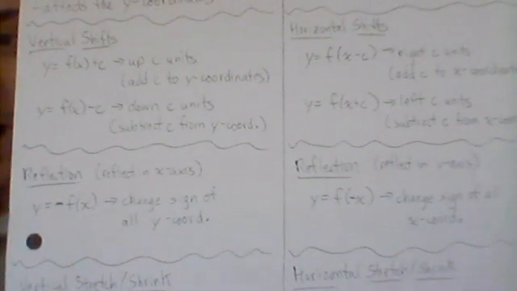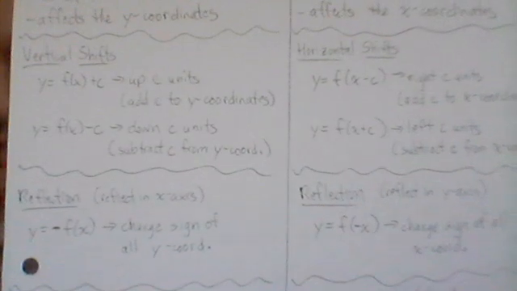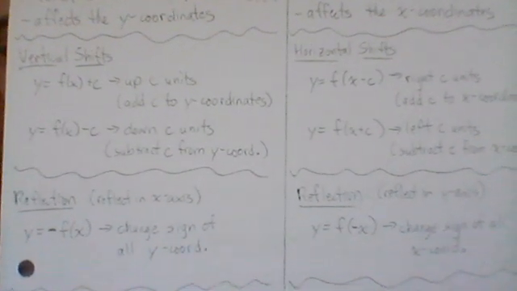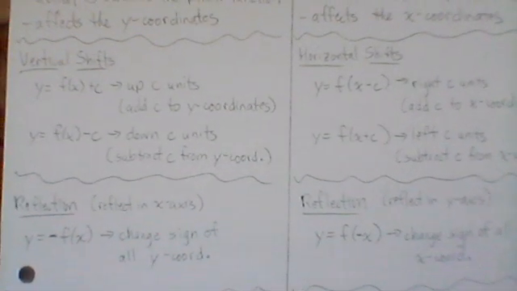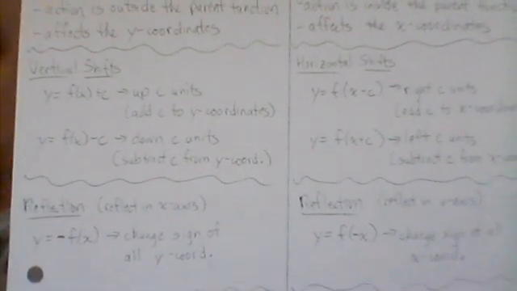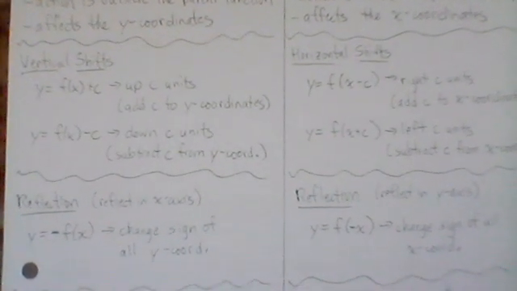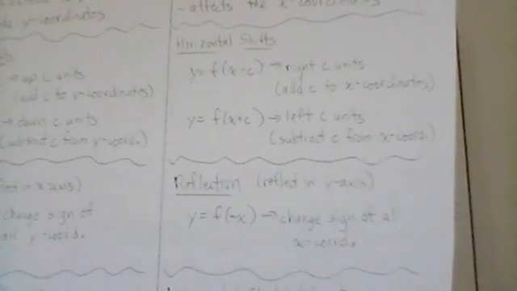Having that negative outside of the parent function makes all the y coordinates negative. When all the y coordinates become negative, or negative y coordinates become positive, it's switching the sign of all the y coordinates, and so what you end up with is the graph gets flipped over. For the horizontal reflection, that's when you have the negative inside the parent function.